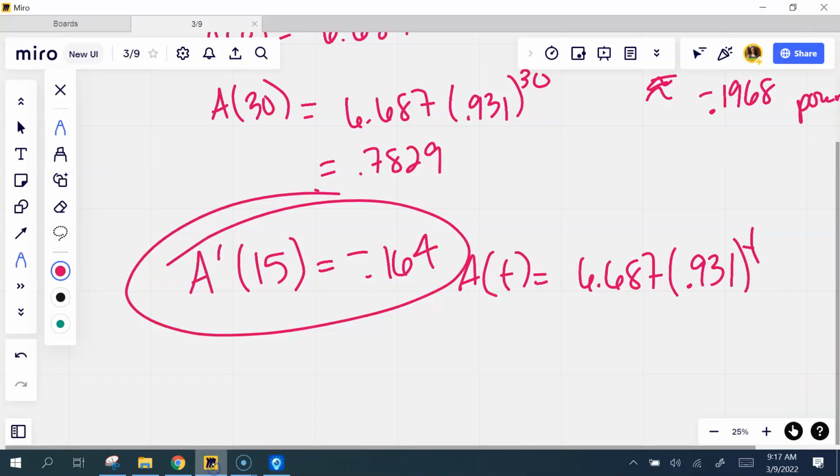So it says find A prime. So the derivative is going to be your rate, right? So this is pounds per day. No, because it's not the derivative of the derivative. Remember, this is finding the same thing. They're just different approximations. That is exactly right. You have to say on day 15, because this is the derivative at 15. On day 15, the grass clippings are decomposing at a rate of 0.164 pounds per day. That was your second point. That was 2 points.